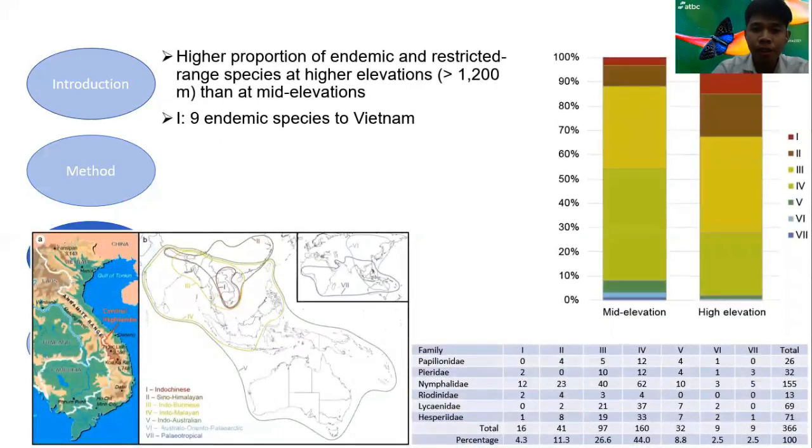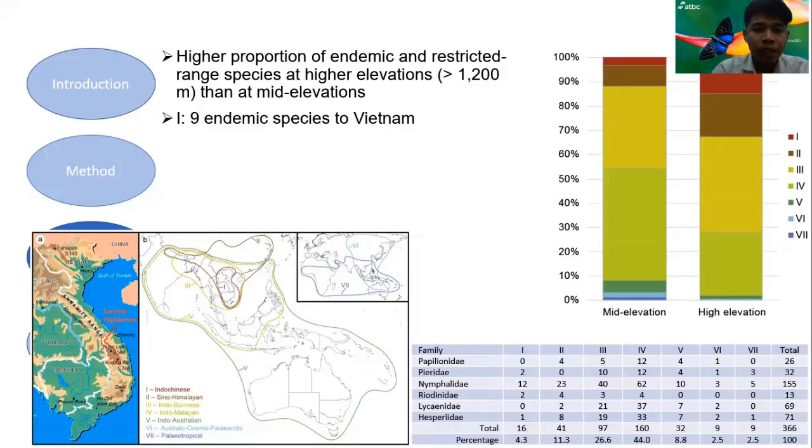Look at this graph here, you may notice that higher elevation species tend to be from the biogeographic category with a smaller number, meaning that butterflies at high elevation tend to have smaller overall species distribution. So it means that the ones you find at higher elevation are more special. We also found 9 species endemic to Vietnam.